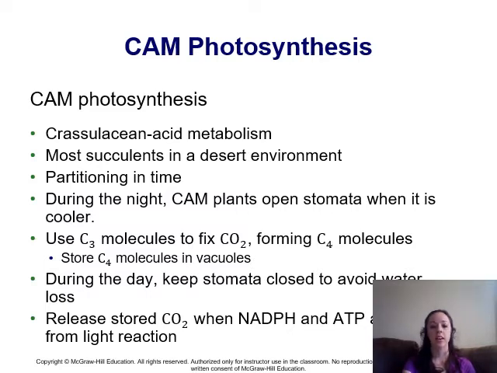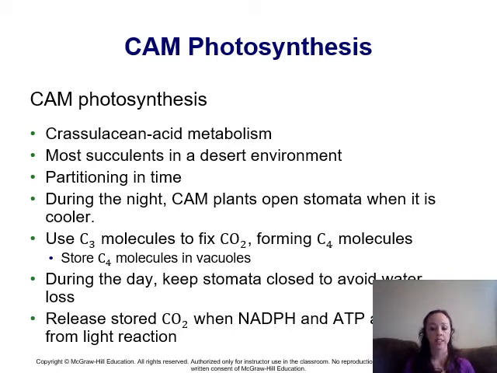Crassulaceae. CAM photosynthesis also splits up the Calvin cycle, but it does so in time rather than in location. As C4 plants conduct carbon fixation in the mesophyll cells and the rest of the Calvin cycle in the bundle sheath cells, CAM plants conduct carbon fixation at night and the rest of the Calvin cycle during the day when the light reactions are happening. Stomata remain open at night to take in as much carbon dioxide as possible and then close up during the day to avoid water loss.